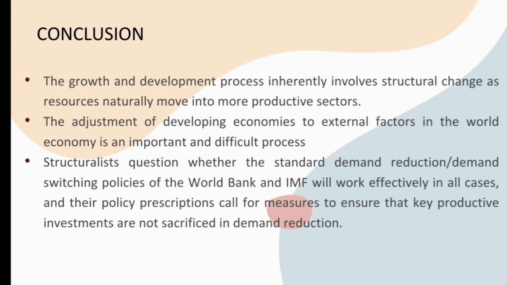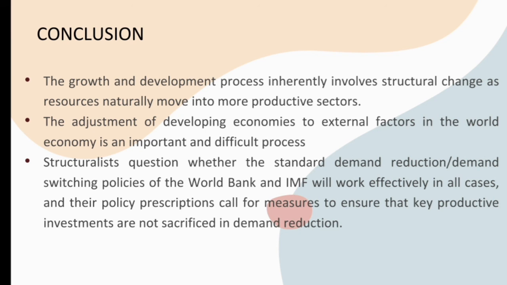So, in this chapter, we can conclude that the growth and development process inherently involves structural change as resources naturally move into more productive sectors. This tends to involve a decline in agriculture as a percent of GDP, an initial expansion and then decline of manufacturing as a percent of GDP, and an expansion of the service sectors as a percent of GDP. Productivity in all of these sectors is important, and both agriculture and many service sectors have the potential for productivity increases. Also, the adjustment of developing economies to external factors in the world economy is an important and difficult process.